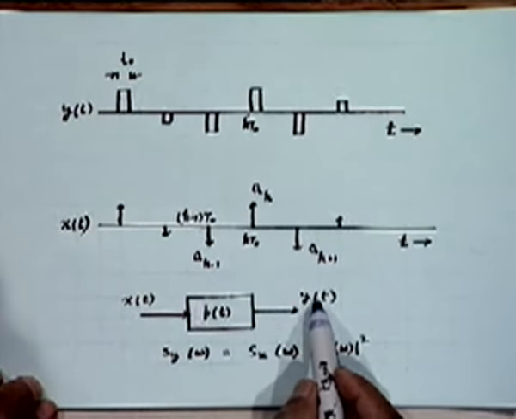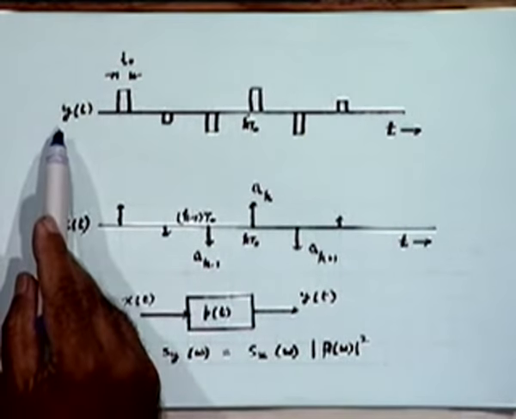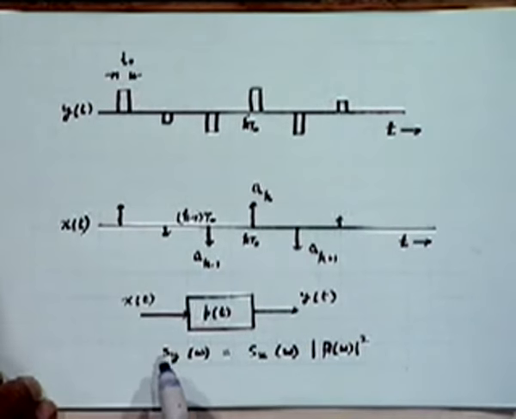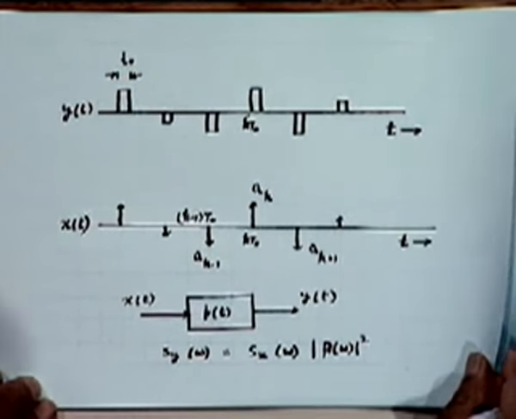And in that case, the power spectrum of this pulse train y(t) we obtain in terms of the power spectrum of x(t) by simply the well-known result. S_y(omega) would be S_x(omega), which is the power spectral density of the input, multiplied by the magnitude square of P(omega). Alright, this is what we were talking about last time.